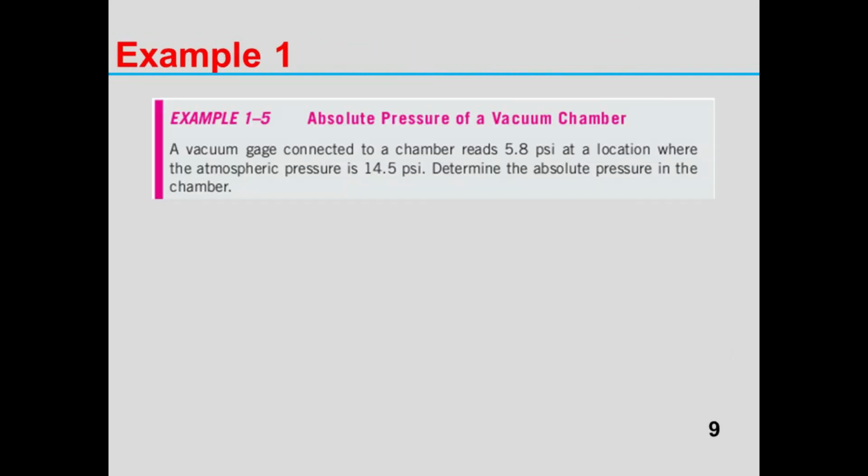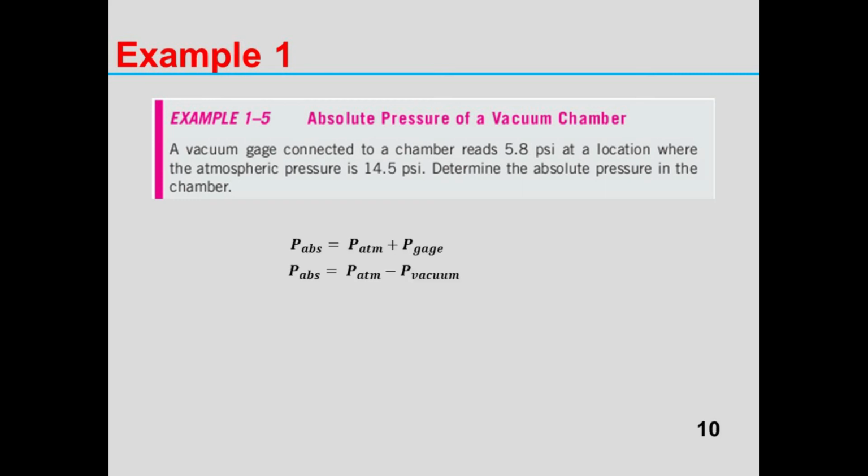Let's try several examples. Okay, we start with example 1. A vacuum gauge connected to a chamber reads 5.8 psi at a location where the atmospheric pressure is 14.5 psi. Determine the absolute pressure in the chamber. Okay, we got that P vacuum is equal to 5.8 psi and P atmosphere is 14.5 psi.